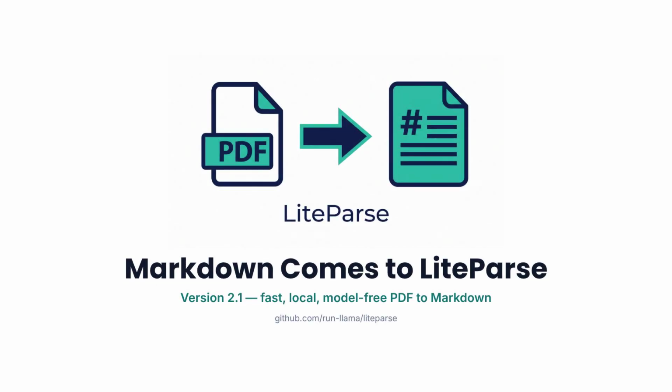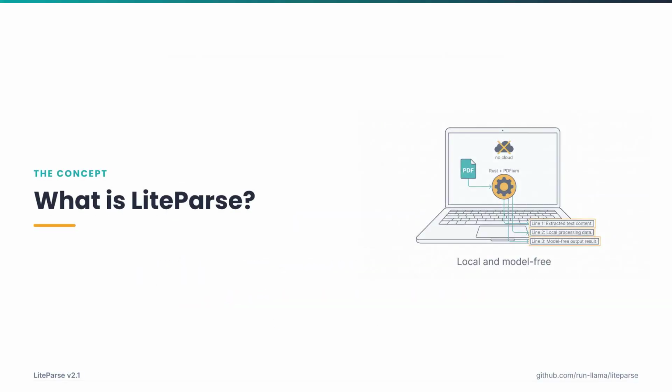LiteParse version 2.1. Let's start with the basics. LiteParse is an open-source document parser written in Rust. It reads PDFs and extracts text together with its position on the page, completely on your own machine. There is no cloud service, no API key, and no large language model involved by default.